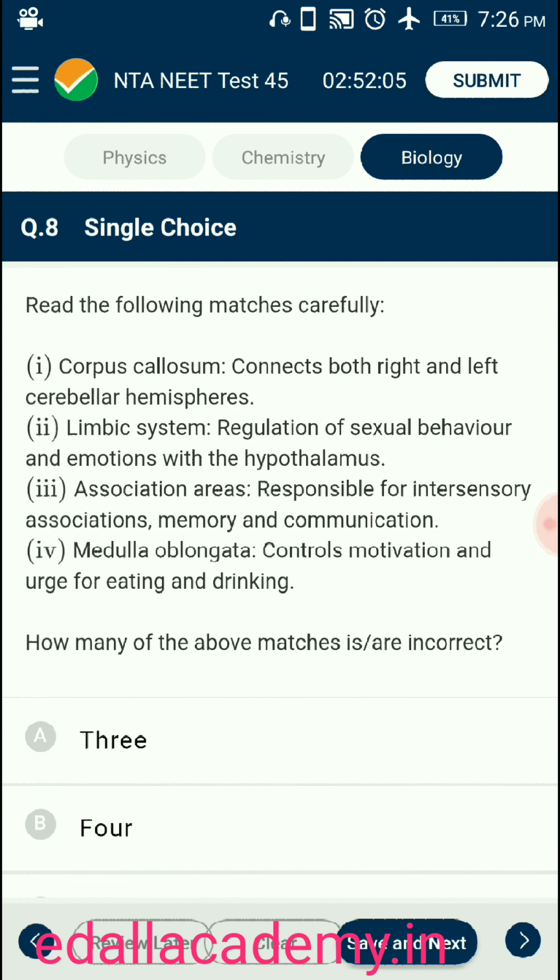Question number 8. Read the following matches carefully. From that, how many of the above matches are incorrect?